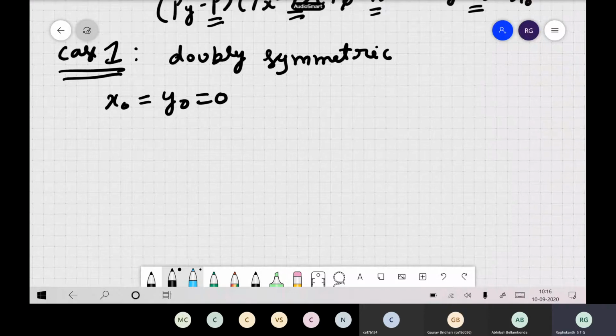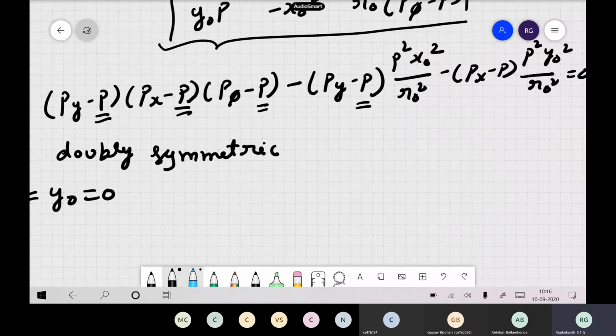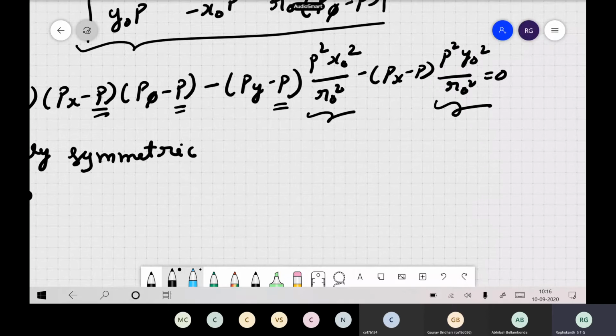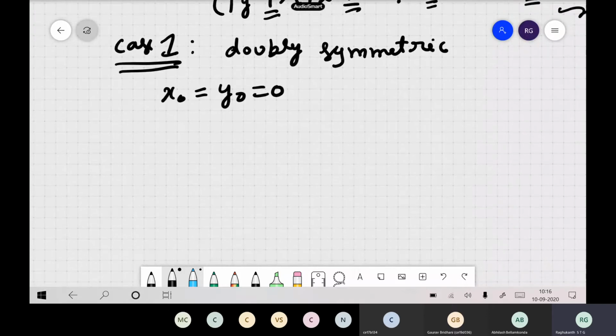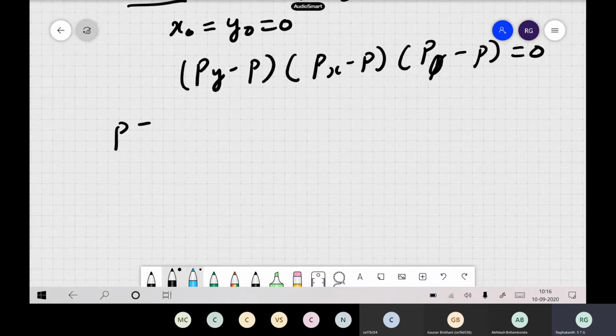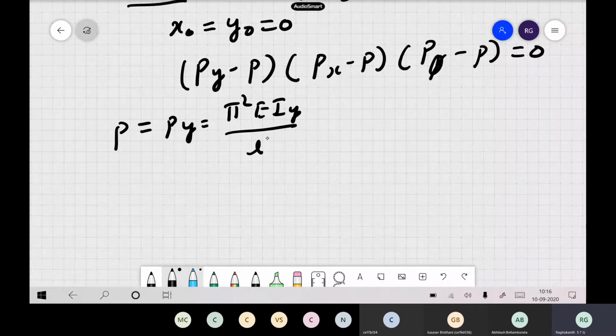So if you write the characteristic equation, since X naught is 0 and Y naught is 0, all of these terms go to 0, and you will be left with Py minus P, then Px minus P, then P phi minus P is equal to 0. So three roots will be there. P can be Py, that is pi square EI by L square. So this is a buckling mode.